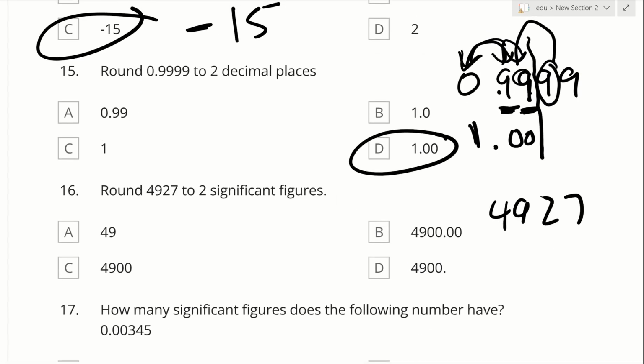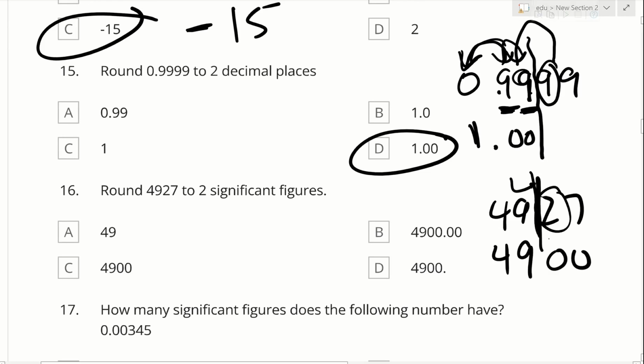4927, rounded to 2 significant figures. So the first 2 significant figures are 4 and 9. Everything after is going to be zeros. So the 2 does not give the 9 because it's below 5. If it's 4, 3, 2, or 1, it does not give. So this is going to stay the same. Everything to the right of that line is going to be 0.